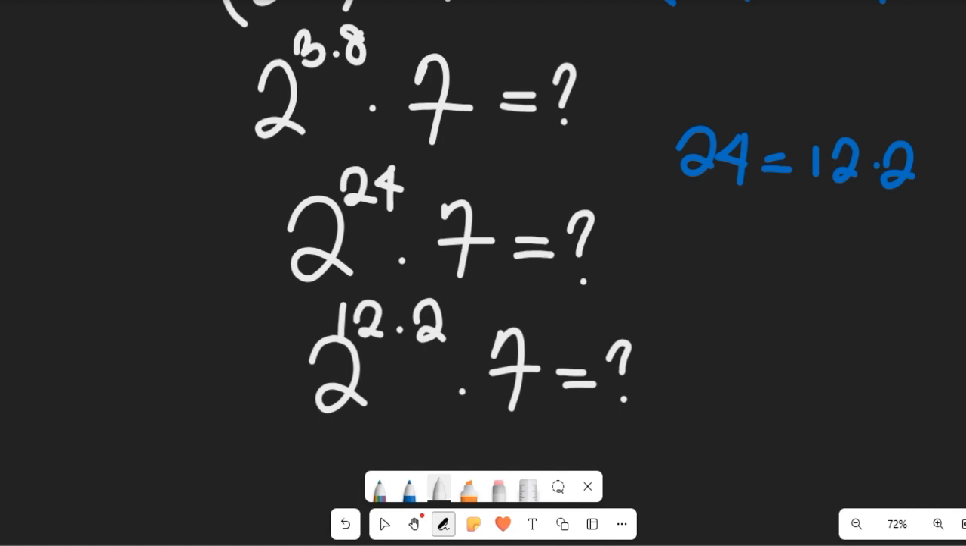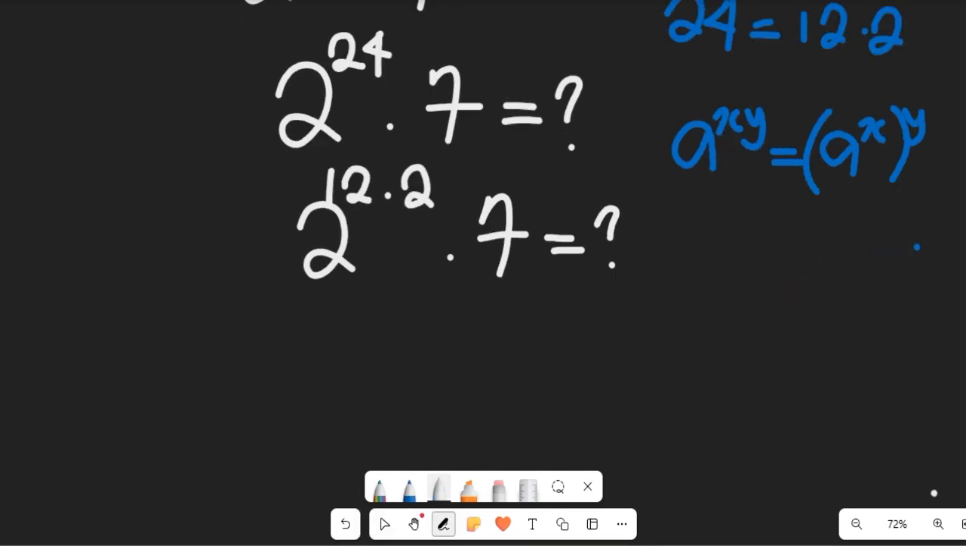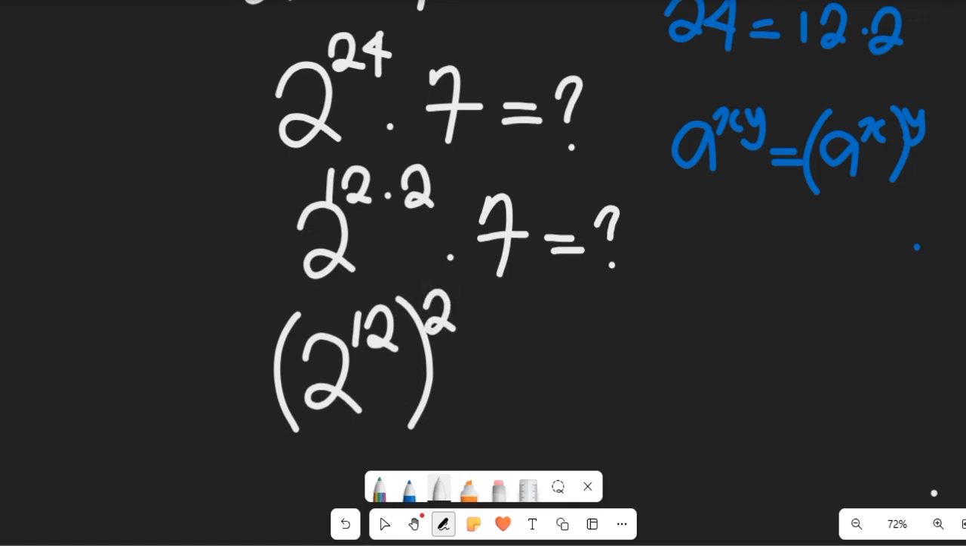Now, according to the law of indices, I can take any of these into a power. If I have a to the power of xy, this can be equal to a to the power of x, all to the power of y, right? If I apply that here, this is going to give me 2 to the power of 12, right? All will multiply the power of 2 multiplying 7, and this will give us what?